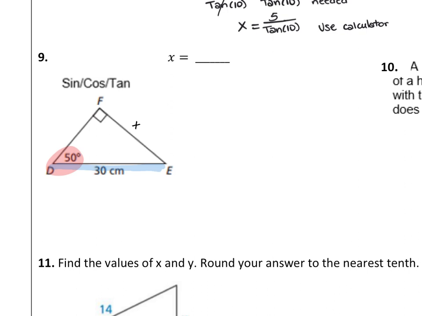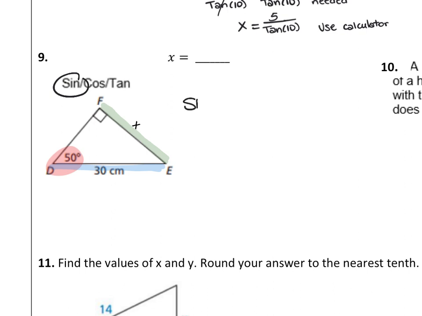Now the x, the side I'm wanting to find, compared to the 50 degrees, is it opposite or adjacent? Opposite. So if I want to know the opposite and I know the hypotenuse, which trig function should I use? Look at the bubble. Which one uses opposite and hypotenuse? Sine. So we're setting up the sine function.